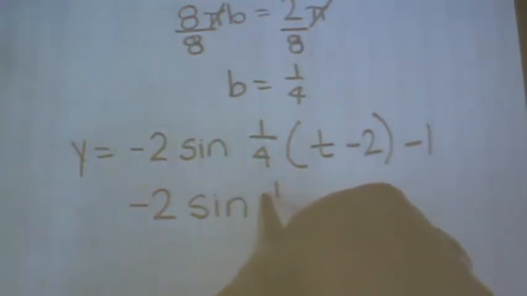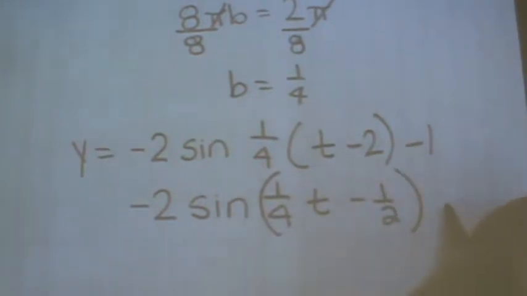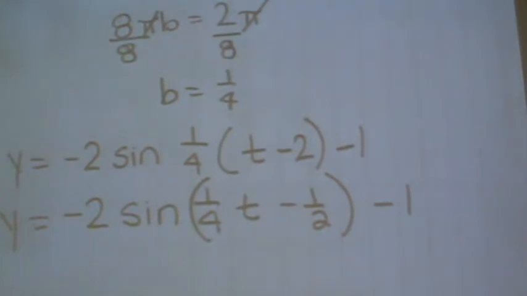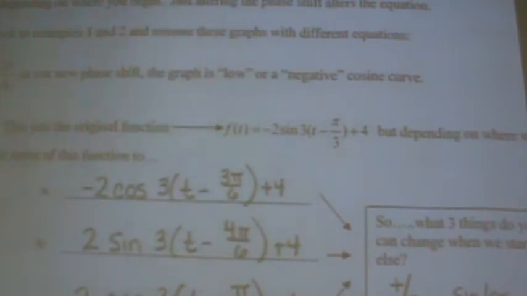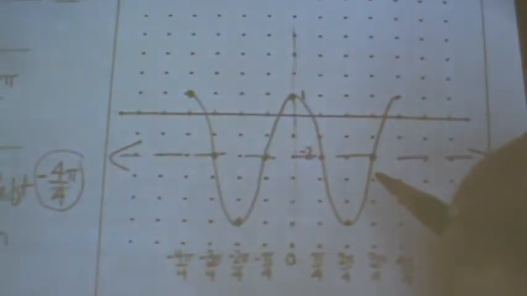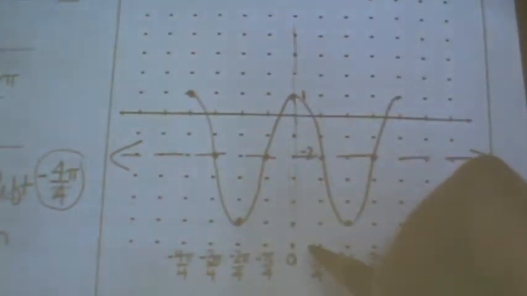Now some people will distribute this 1/4, and that's fine with me. Make sure you put that in parentheses and then -1. So either way is good. Now I already talked about this stuff right here when I showed you how you can rename these graphs. Go back to this one. We did this graph. This is the cosine graph. If I asked you to rename this graph anywhere, you should be able to rename it.